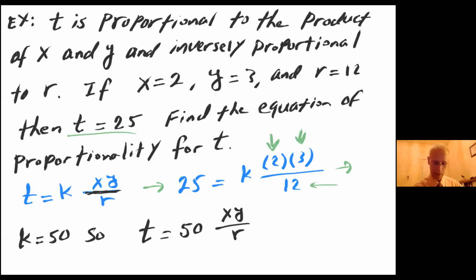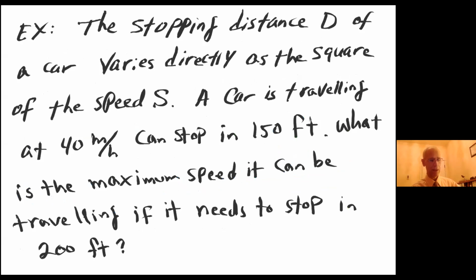Okay, let's see. One more example, a word problem, something that you love. The stopping distance, d, of a car, stopping distance varies directly as the square of the speed s. So directly as the square of speed s. And remember that the word directly didn't have to be there. If it wasn't there, we have to assume it's direct proportion.